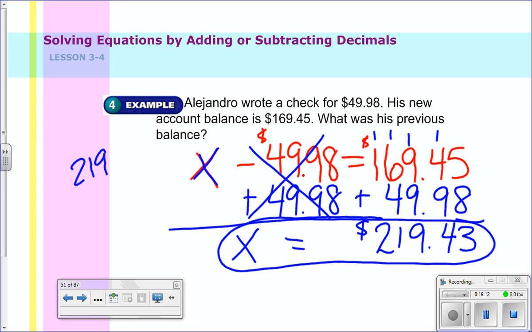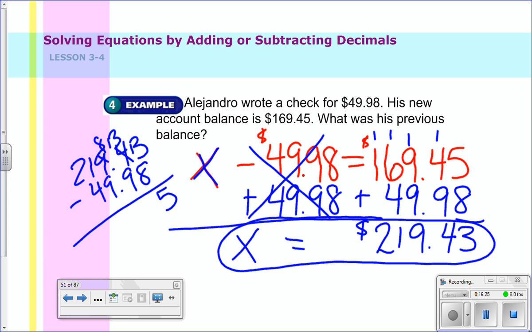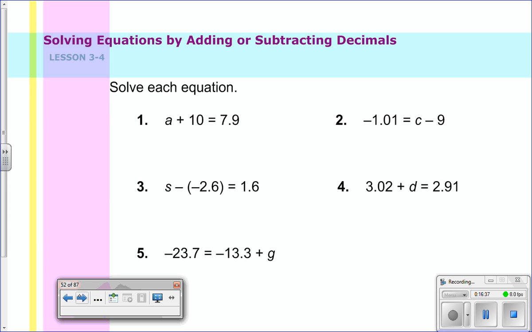And again, you can check your answer if you want to. If I go back to the original, $219.43. Well, if I subtract that $49.98 from it, I should get $169.45. If I don't, then I know I did something wrong. And it's always nice to be able to know right away if you got it right or wrong. I get $169.45. There we go. It worked out. I know my answer is correct.